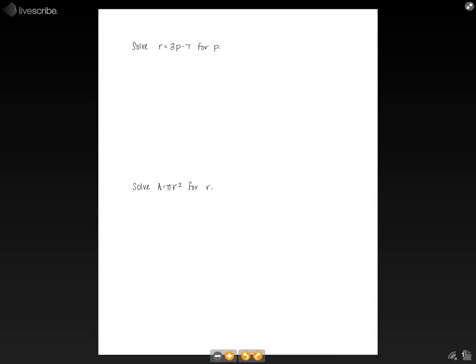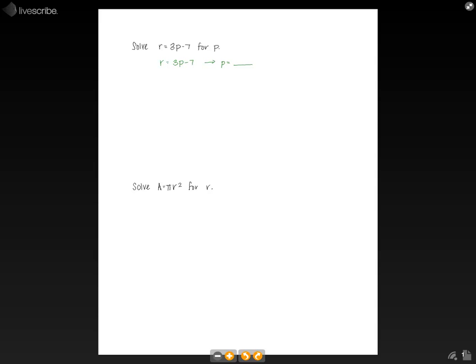In this pencast, we'll be solving equations and formulas for a specified variable. So the first problem says, solve r equals 3p minus 7 for p. Alright, so let's rewrite our equation here. We have r equals 3p minus 7. It says we need to solve for p. So we want to get this in the form p equals something.